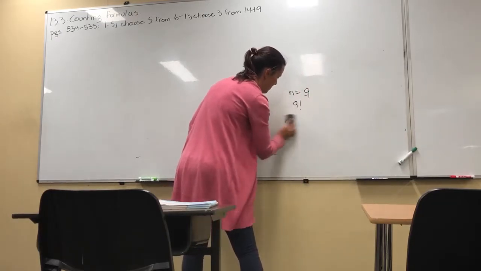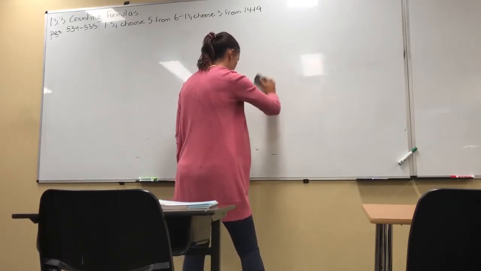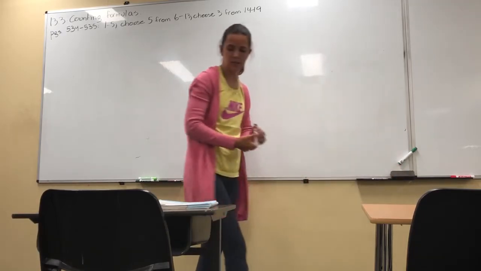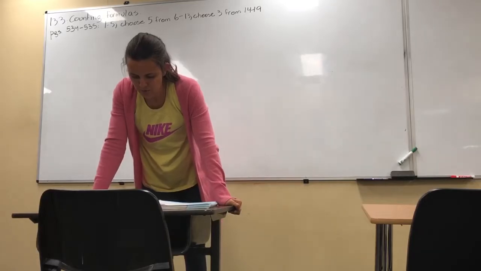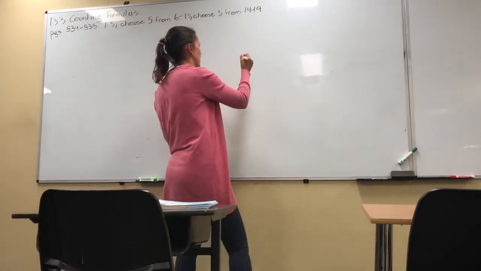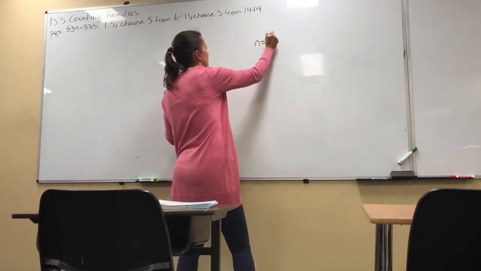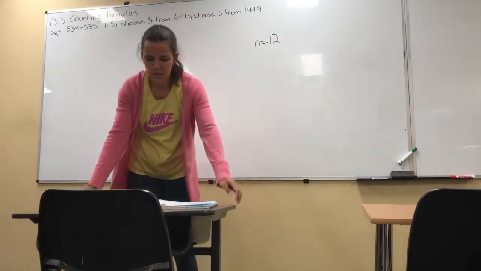And we'll do example 3. All right, so example 3 says, Mr. Wong keeps 12 books on the mantle for family devotions. So we know that our n is 12.